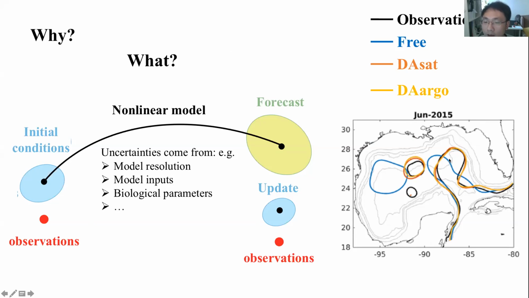And here we will use one example to illustrate data assimilation. This figure shows the front of the Loop Current and the Loop Current eddies in the Gulf of Mexico, observed by satellite observations and from the model results with or without data assimilation. We can see that without data assimilation, the free model run, which is represented by the blue lines, is quite different from the black lines from the observations. And with the help of data assimilation, the model results become much more similar to the observations. So this is one aspect of why we need data assimilation and what data assimilation can do.